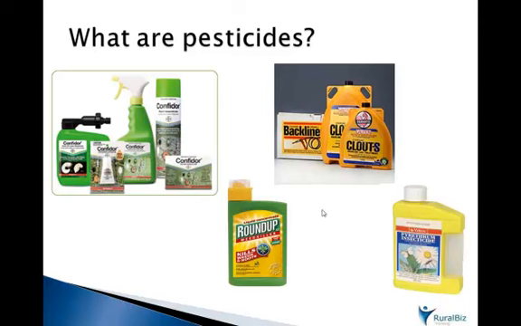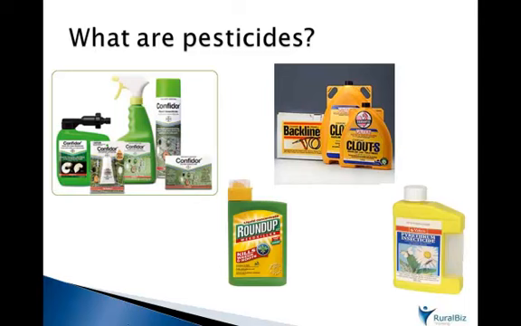Let's think about what are pesticides. Pesticides are chemicals that kill or interfere with the growth of pests, and pests are any living things that affect your farm production. There are many types of pesticides. For example, we use herbicides to control weeds, insecticides to control insects, fungicides to control fungi, and so on. These are all types of pesticides.